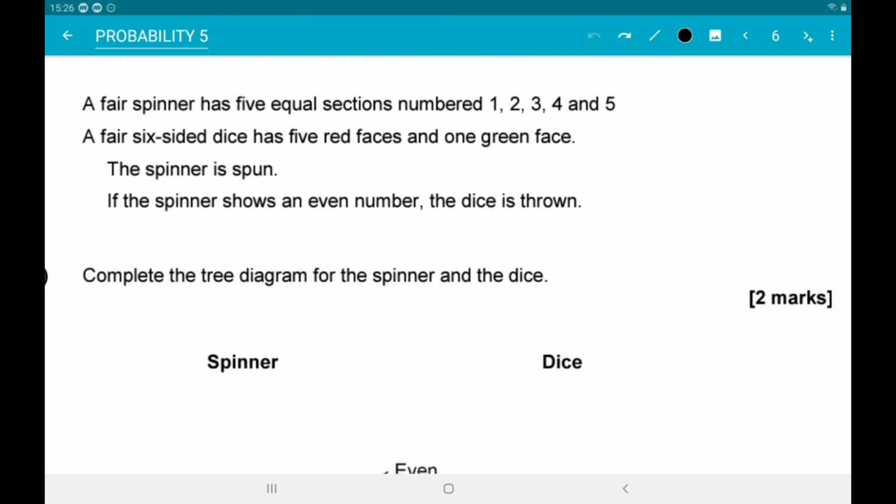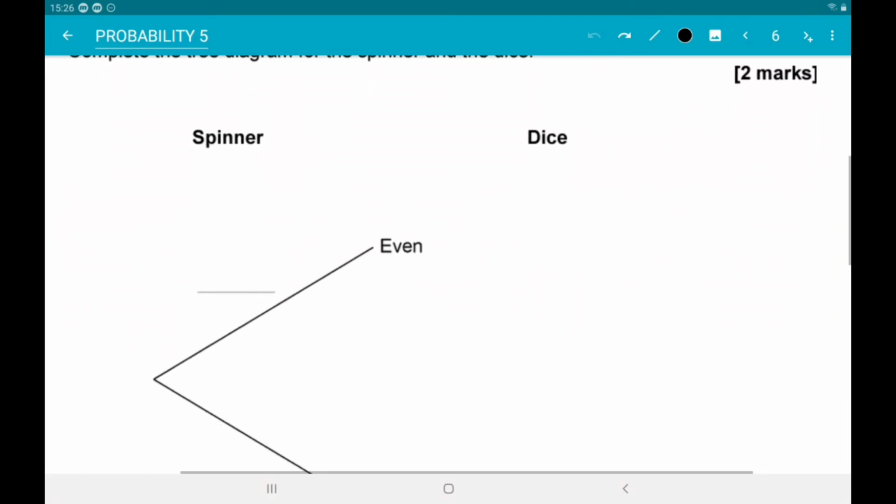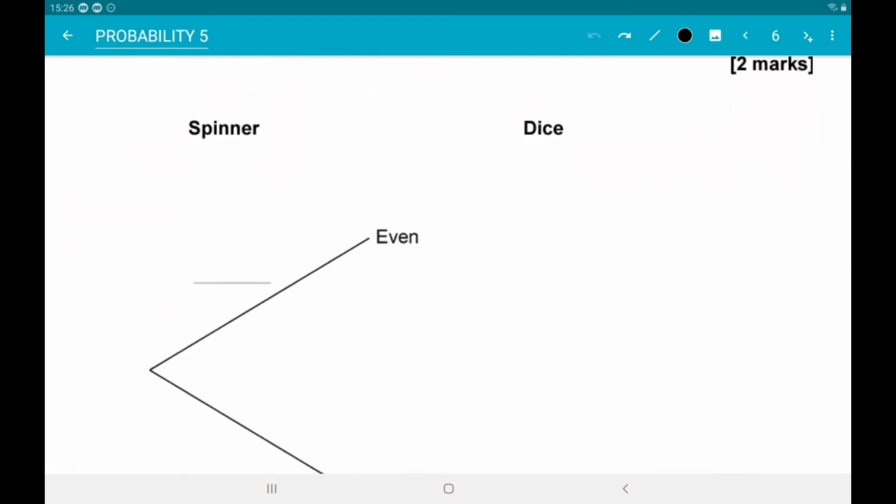Final question. A fair spinner has 5 equal sections, numbered 1 to 5. A fair 6-sided dice has 5 red and 1 green face. The spinner is spun. If the spinner lands on an even number, the dice is thrown. Part A wants us to complete the tree diagram.